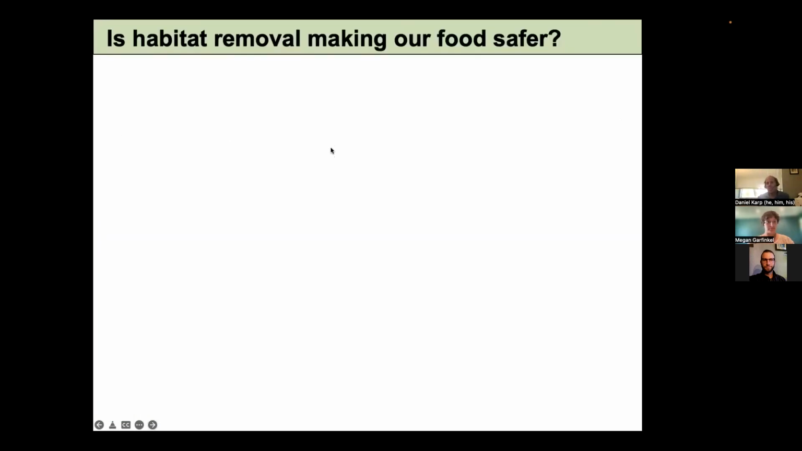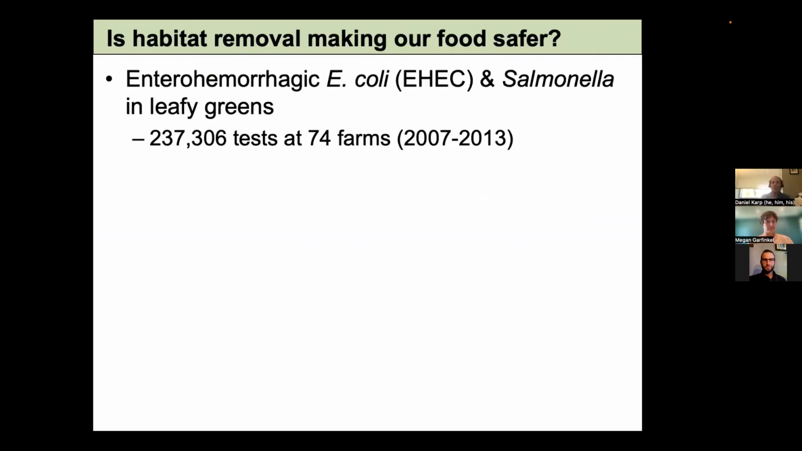So to get at this question about whether habitat removal is actually making our food safer, I partnered with a large leafy greens organization and got my hands on about 240,000 tests of enterohemorrhagic E. coli, that's the kind of E. coli that gets you sick, and salmonella in leafy greens across 70 farms from the years 2007 to 2013.